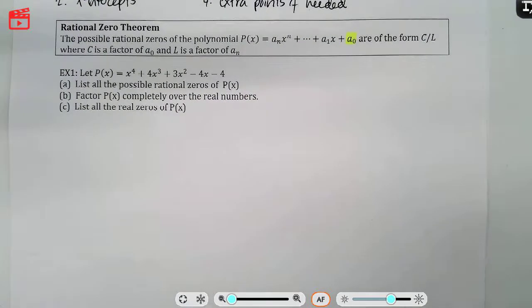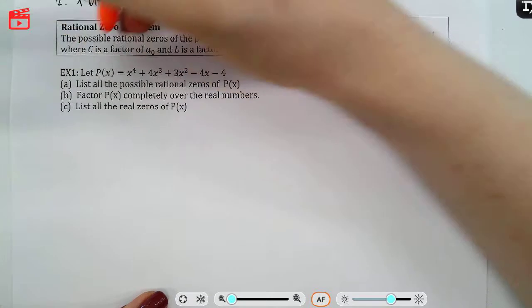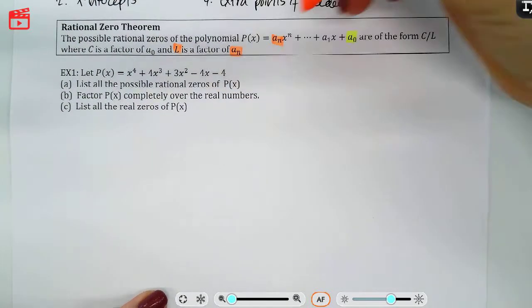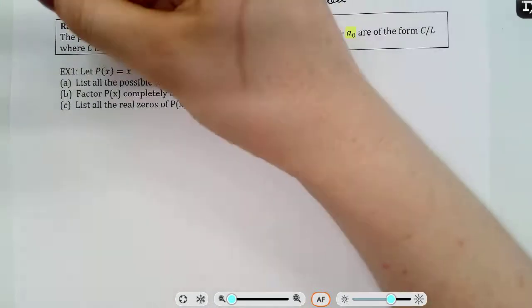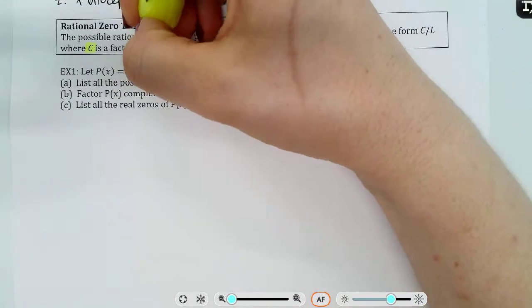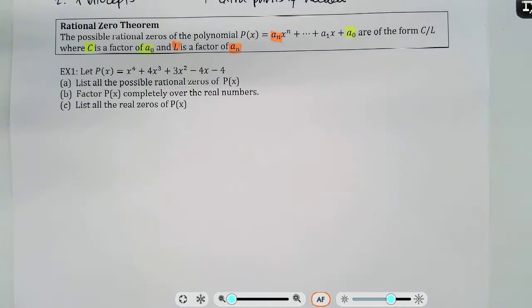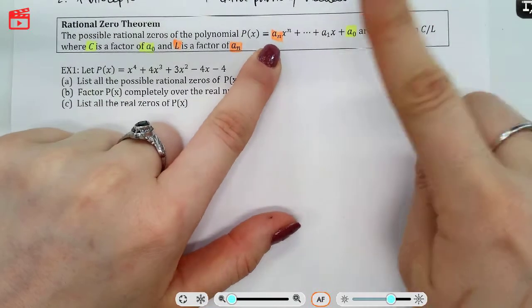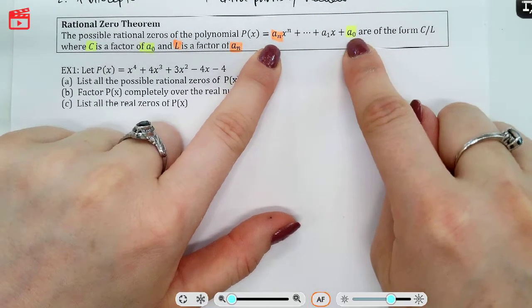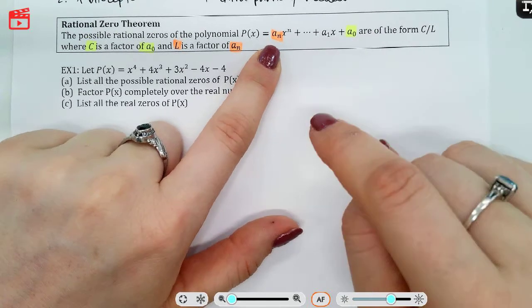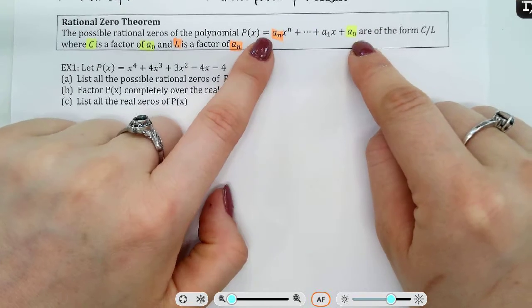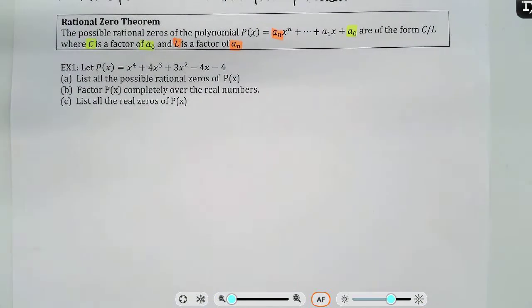Let me just real quick grab my color code in here. All right, so we take the constant and divide it by the leading coefficient. This is where it's kind of odd, you're dividing the constant by the leading coefficient. If you take all the possible factors of this, then one of those numbers will be a zero, or you could say an x-intercept.